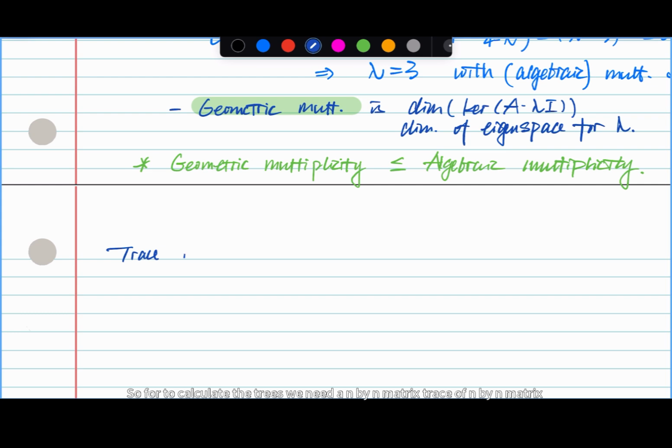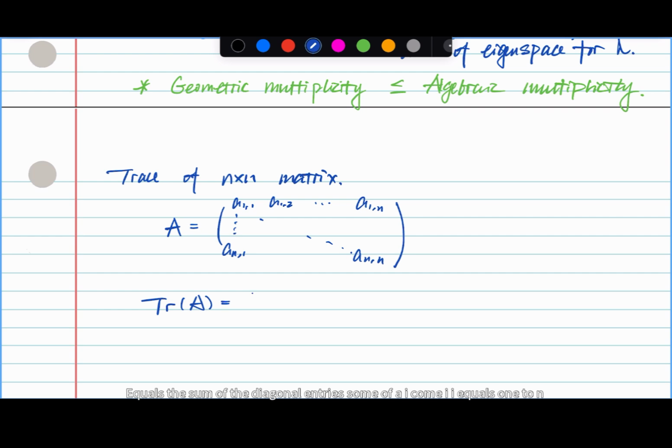So to calculate the trace, we need an n by n matrix. Trace of an n by n matrix: basically, if we have A equals a11, a12, all the way to a1n, down to an1, and here to ann, the trace equals the sum of the diagonal entries, the sum of a i,i for i equals 1 to n.